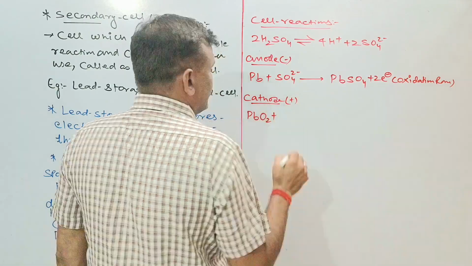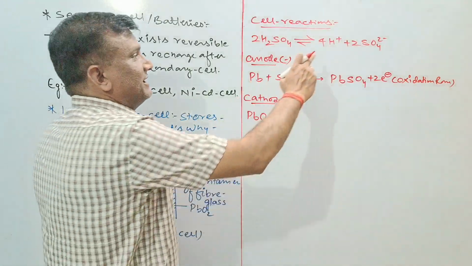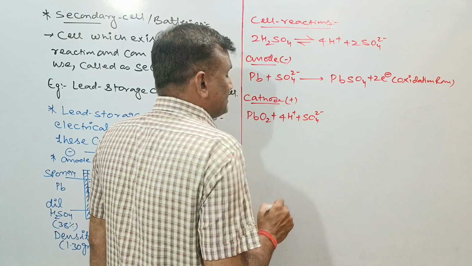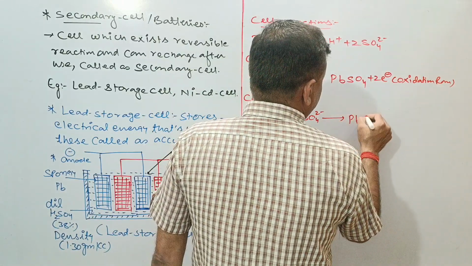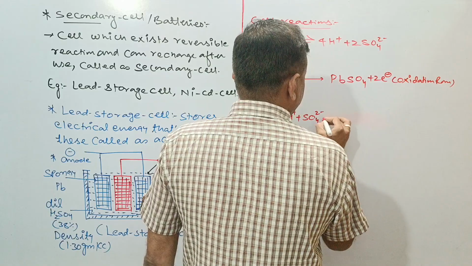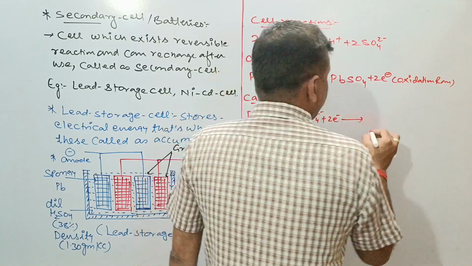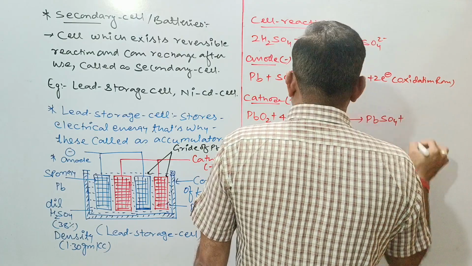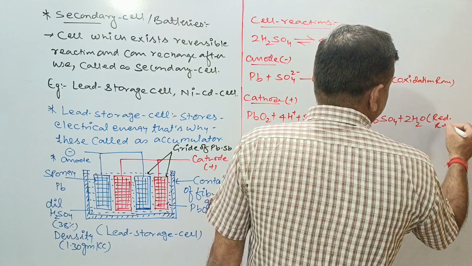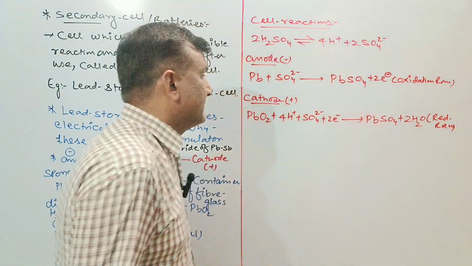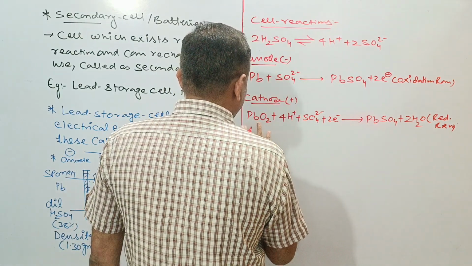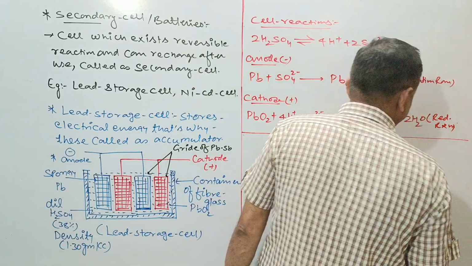Here is the PbO2, lead dioxide, remaining is 1 SO4 and 4 H plus. This is the 4 H plus, 1 SO4 2 minus. It also changes into PbSO4, gaining 2 electrons. This will be a reduction process, so gain of 2 electrons, formation of PbSO4 and 2 H2O. Gain of electron is known as reduction reaction. If we go with the net cell reaction, that is also called the discharging reaction.